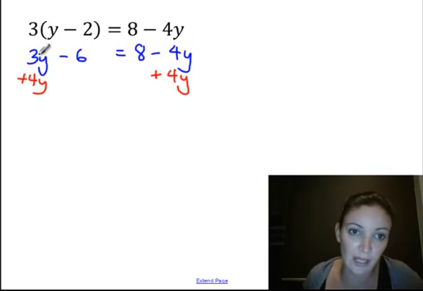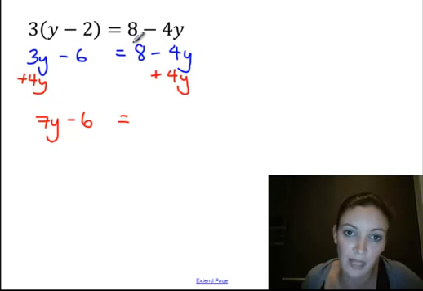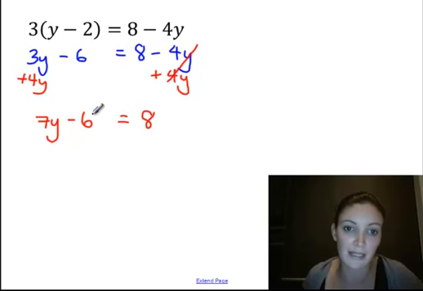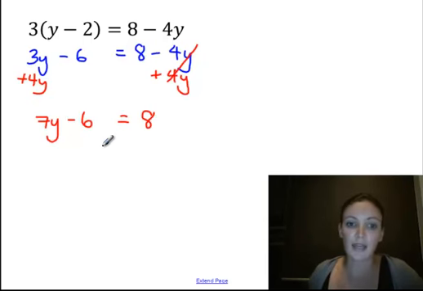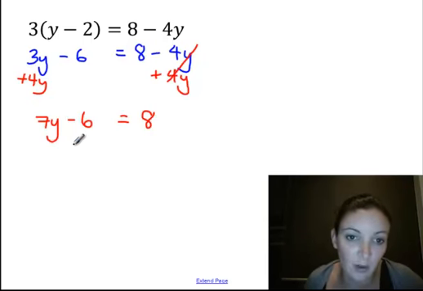So on this side, we've got 3y plus 4y, so that gives us 7y minus 6, and that's equal to 8. Minus 4y plus 4y, that's 0. Okay, so now we've got 7y minus 6 is equal to 8. And now we can just solve like normal.